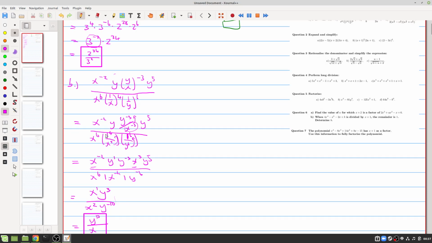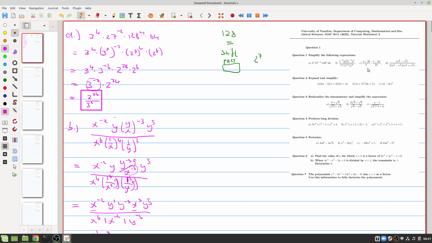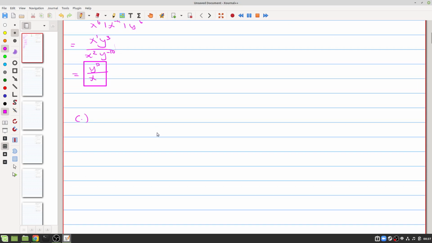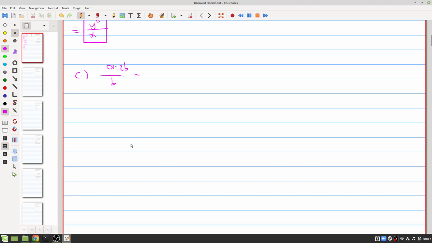That was B. And then we do C. We'll do question C. For question C, we have a minus 2b over b, minus 1 minus 2a over 2a. So again, adding or subtracting fractions, we want to get a common denominator. So we're going to have b and 2a. So we're going to have 2ab as our common denominator.